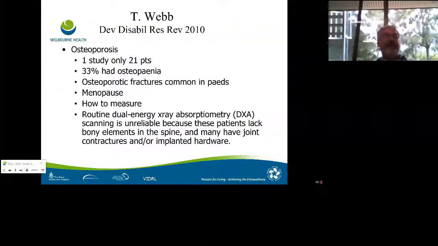Quite a common thing. What to do about it and how to measure it is quite an issue because the DEXA scan of the spine is unreliable. These patients lack the bony elements and may have joint contractures or implanted hardware. And if it's present in the upper limbs, is it really associated with lower limbs or not? Orthotics, I won't deal with that.